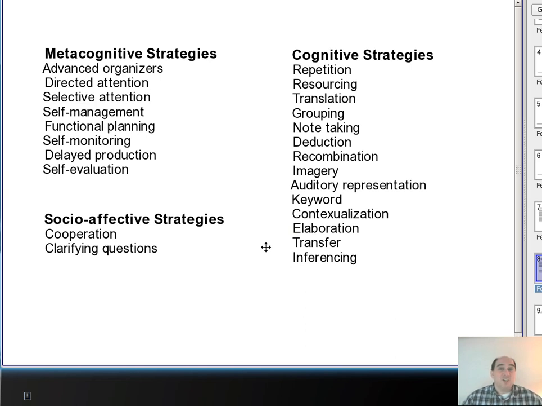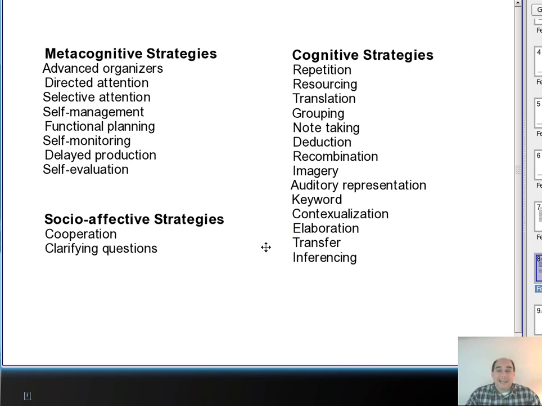You have directed attention, where you're focusing on the information that's coming, and the other things that are not related to your learning you try to get rid of. Selective attention is where you're focusing not just on the information that you're trying to learn, but also certain segments of it so that you can get your main ideas, whether you're reading it or listening to it. You've got self-management. You deliberately put yourself in places where you can learn. You don't study in front of the TV while you're listening to music and talking on the phone with somebody. You manage your time so that you learn in an environment that's conducive to learning.